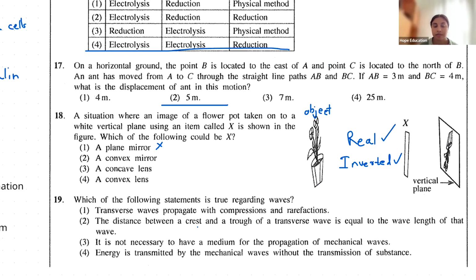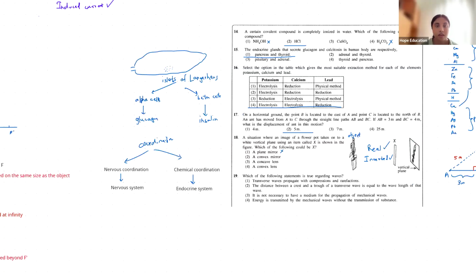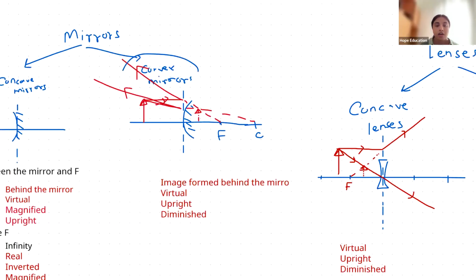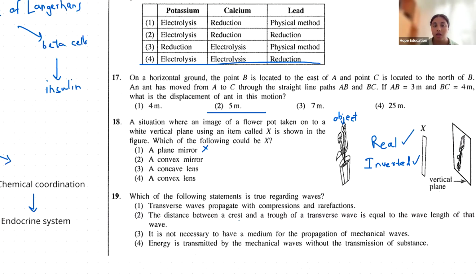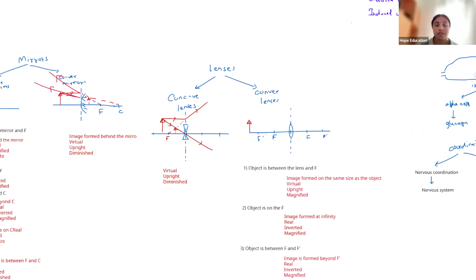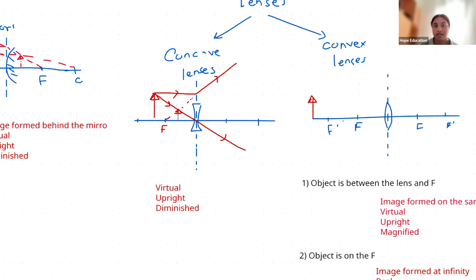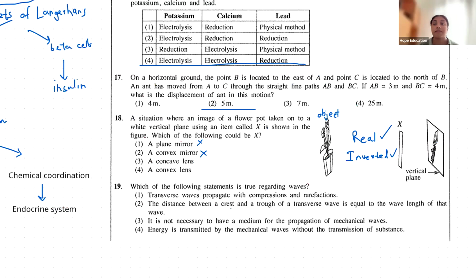Let's look at a convex mirror. This is a convex mirror. A convex mirror gives virtual upright images. This is not virtual upright. This is real and inverted. It cannot be a convex mirror. Let's look at a concave lens. A concave lens gives virtual upright images. So ours cannot be a concave lens either, because ours is real and inverted. A concave lens gives virtual upright.